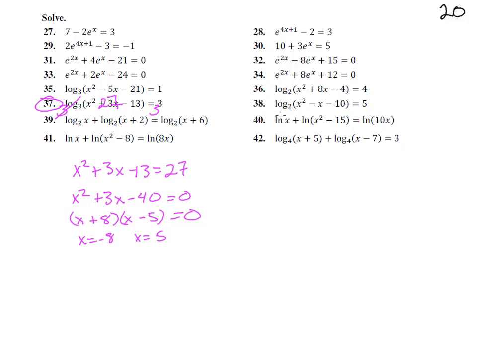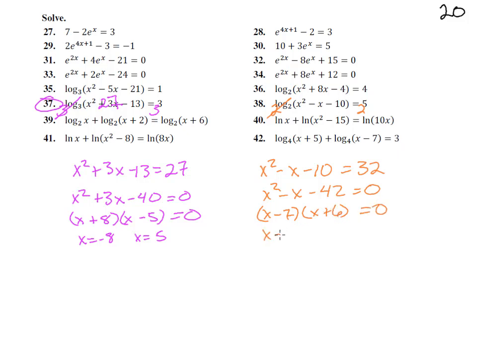Good. Number 38. Log base 2 of this equals 5. Exponentiate by 2. I'm not sure that's a real official math word, but that's what we're doing. We're raising both sides to the power of 2. So that will cancel, and we get x squared minus x minus 10 equals 32. Subtract 32 over, we get x squared minus x minus 42 equals 0. And then factor: x minus 7, x plus 6. That's going to give us x equals 7, x equals negative 6. Okay, both of those will then work.